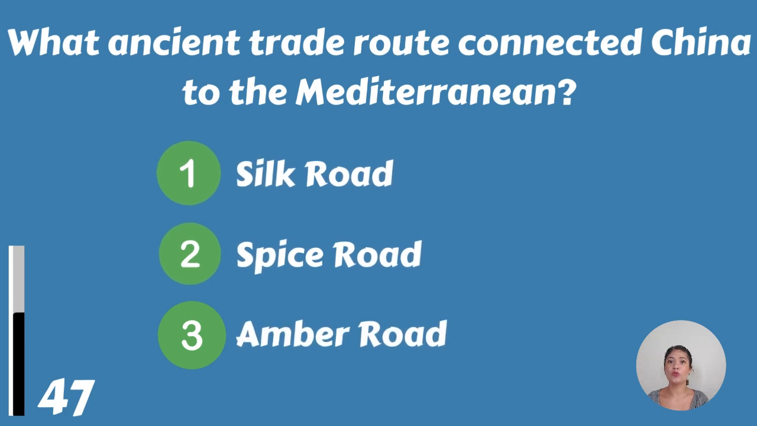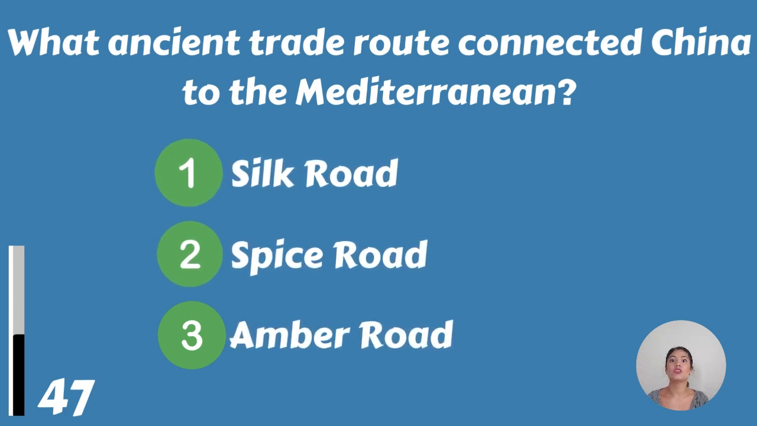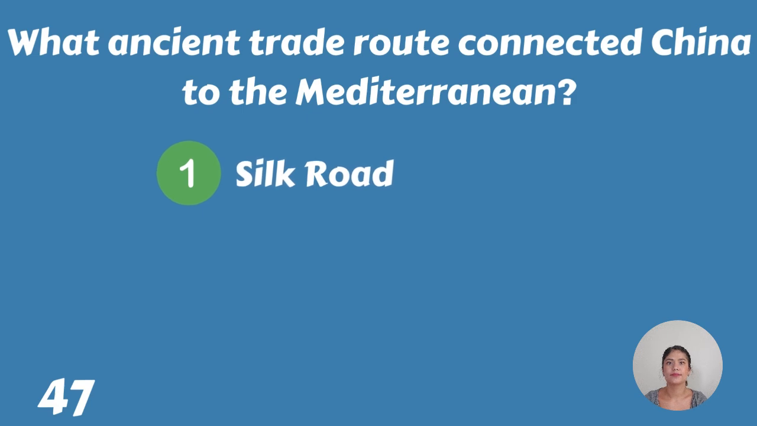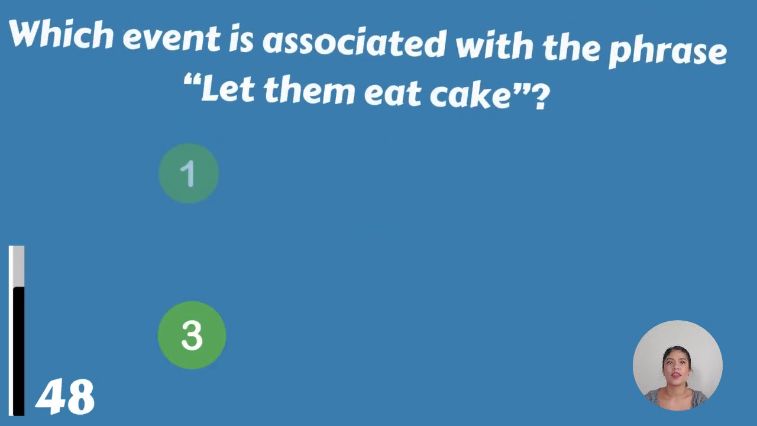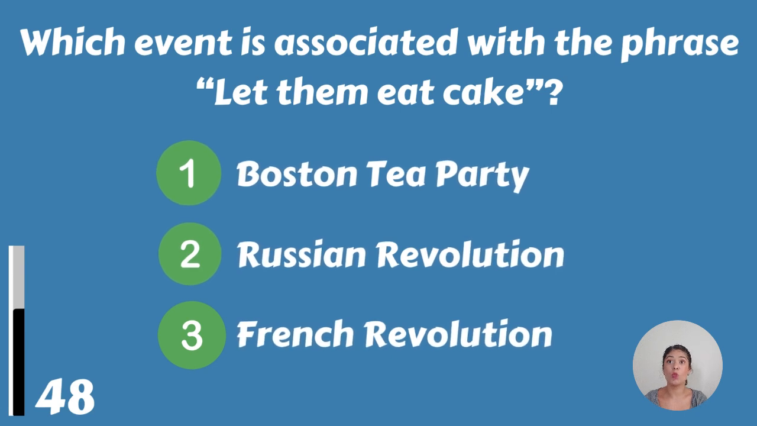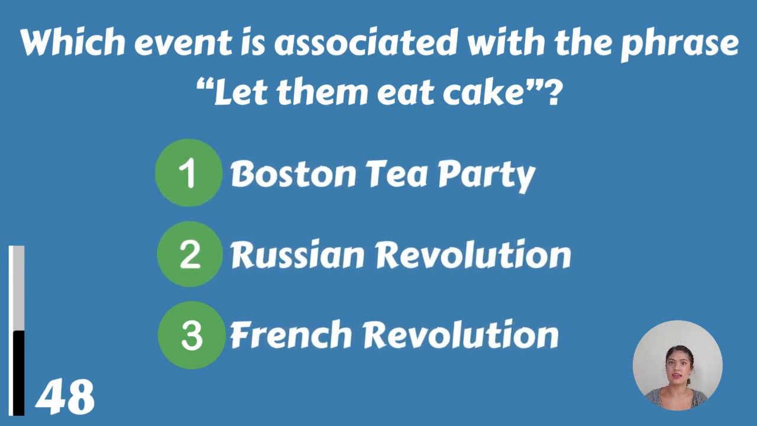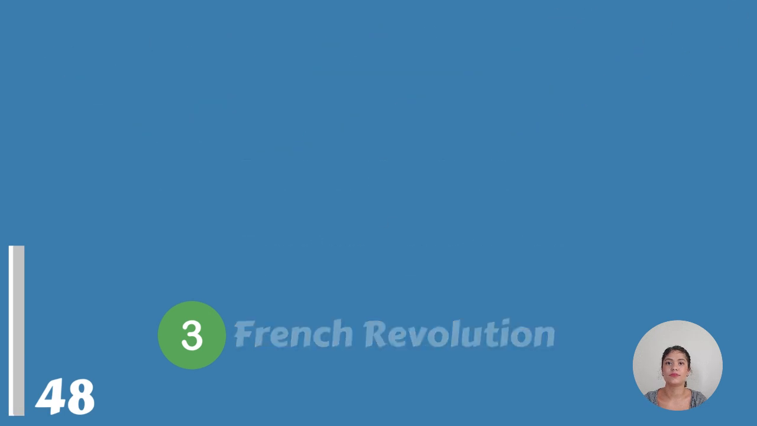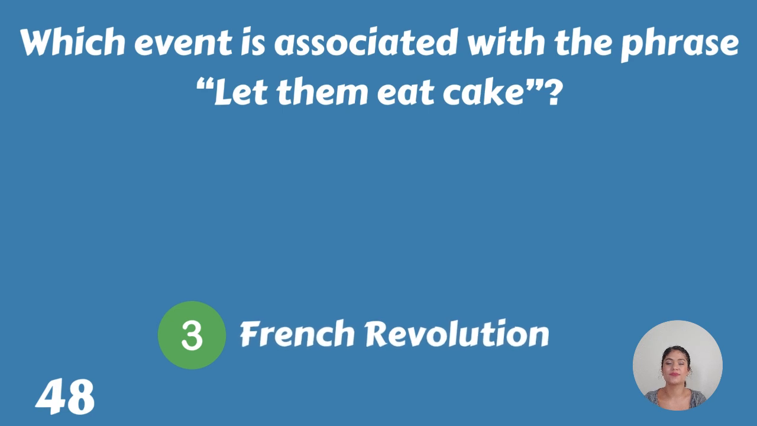What ancient trade route connected China to the Mediterranean? Silk Road, Spice Road, Amber Road. Silk Road. Which event is associated with the phrase "let them eat cake"? Boston Tea Party, Russian Revolution, French Revolution. French Revolution.